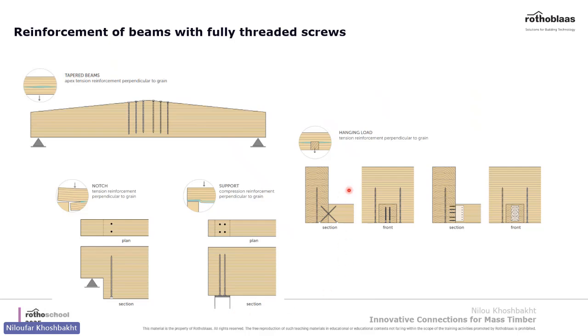Also, this tensile rupture can happen when you hang a small beam to a bigger beam. It creates tensile stresses perpendicular to grain in the bigger beam. So you can use fully threaded screws to strengthen that. And if you have a project, I'm not going through the details, but feel free to contact us if you have a project that you need help with.